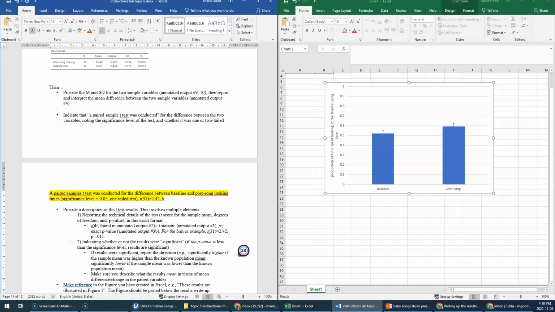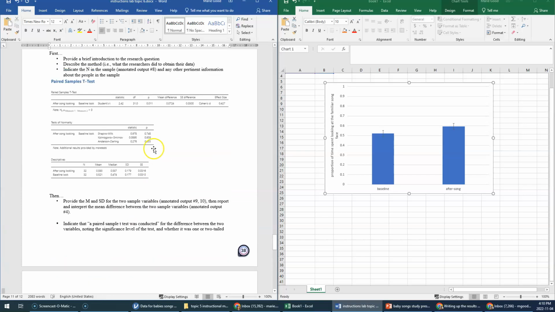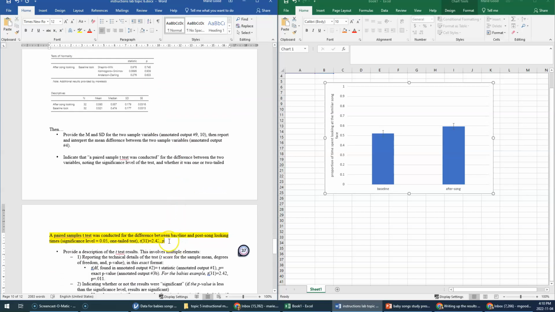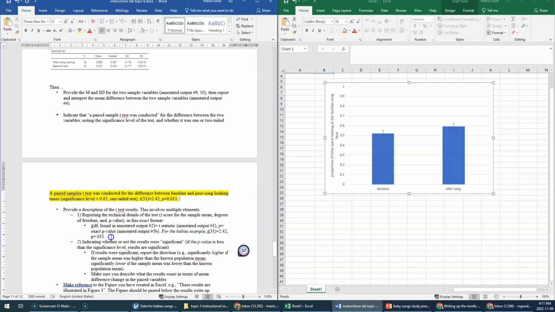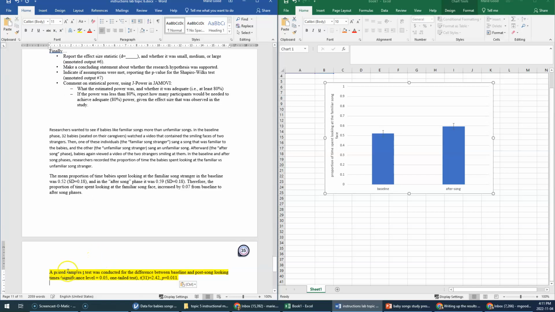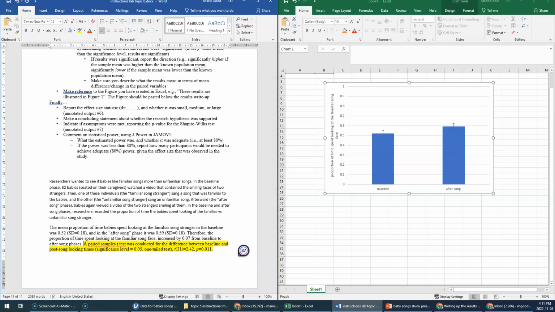And then lastly, we report our p-value right here. And with the p-value, you do always report the exact value up to the third decimal. Okay, so that's exactly how you need to report it. And that covers that step. So we're going to grab this and add it to the write-up.